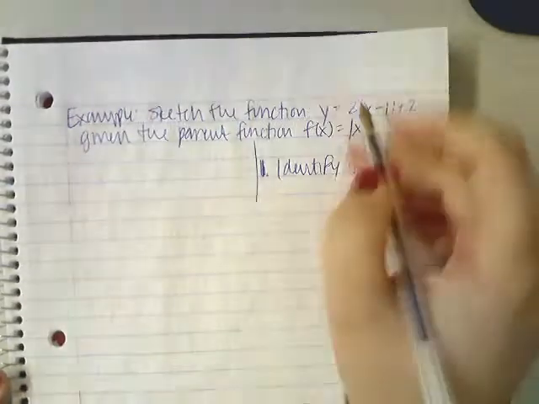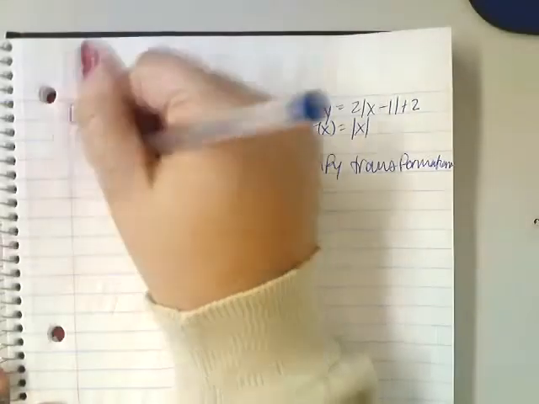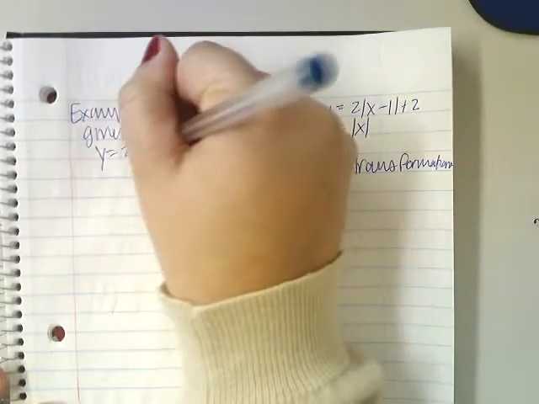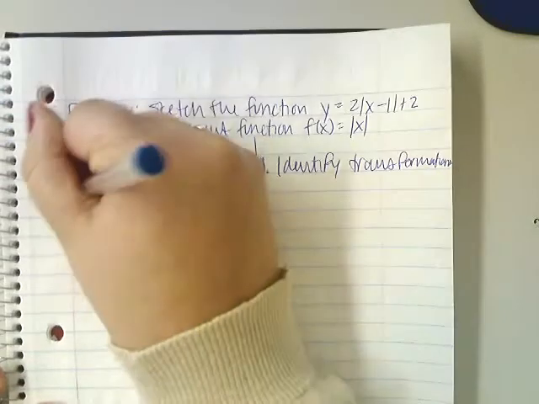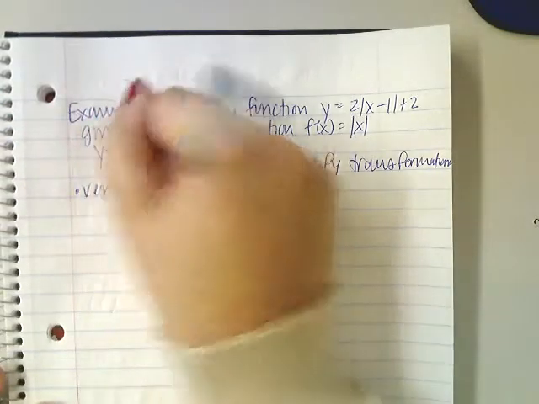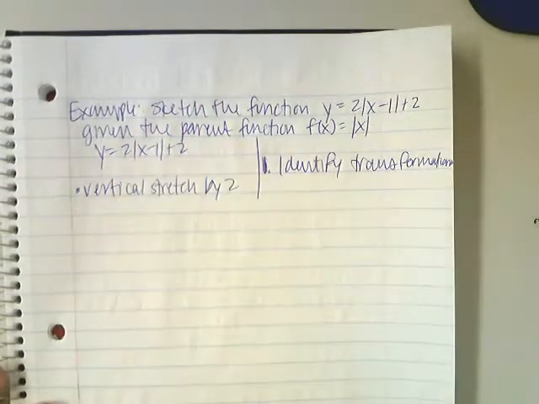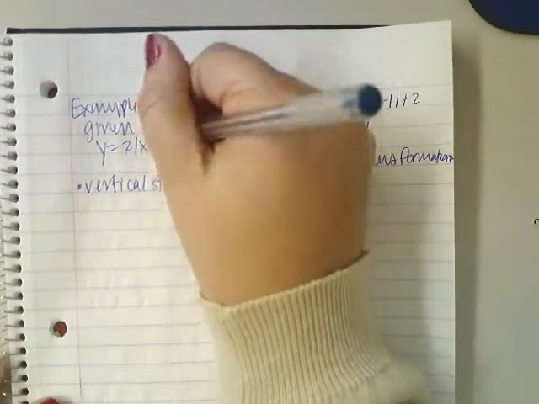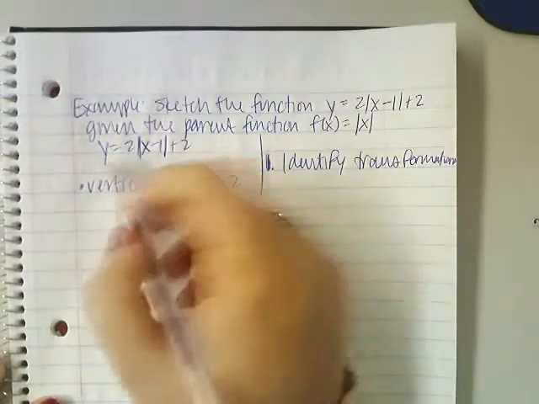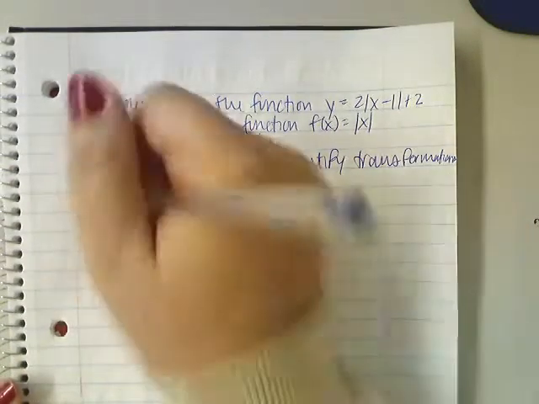So I know that, if I rewrite my function, I have a vertical stretch by 2 because that's multiplying, it's outside the function. So now my function is the absolute value sign. So I'm looking outside of that, and I know the vertical stretches by 2.